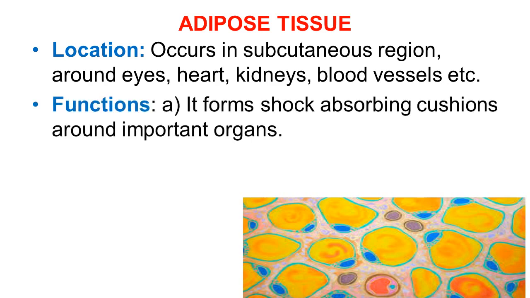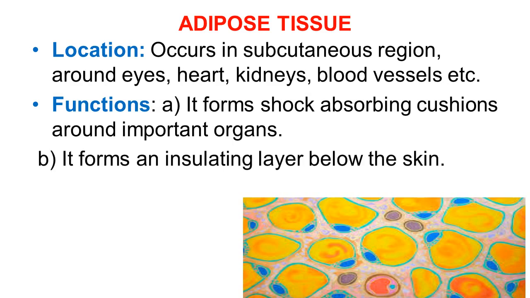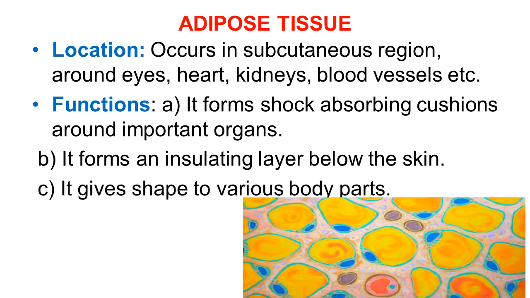What does it do? It forms shock absorbing cushions around these important organs. Another important function is that it forms an insulating layer below the skin. So it provides a heat regulating mechanism when the body suffers from cold or fever. During that time, the body should warm up because of the presence of this adipose tissue. It also gives shape to various body parts.